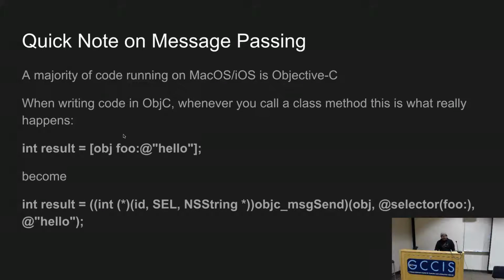A quick note on message passing. I know I'm going over a bunch of stuff, but I'm trying to give you the bare minimum so you don't have trouble if you want to go and reverse macOS malware on your own time. So a majority of the code running on macOS and iOS is Objective-C. And in Objective-C, whenever you call a class method, this is basically what really happens. The compiler is going to take a statement like this in your source code. And what this is saying is, take the object obj, run the method foo, and give it the argument of the string hello, right?